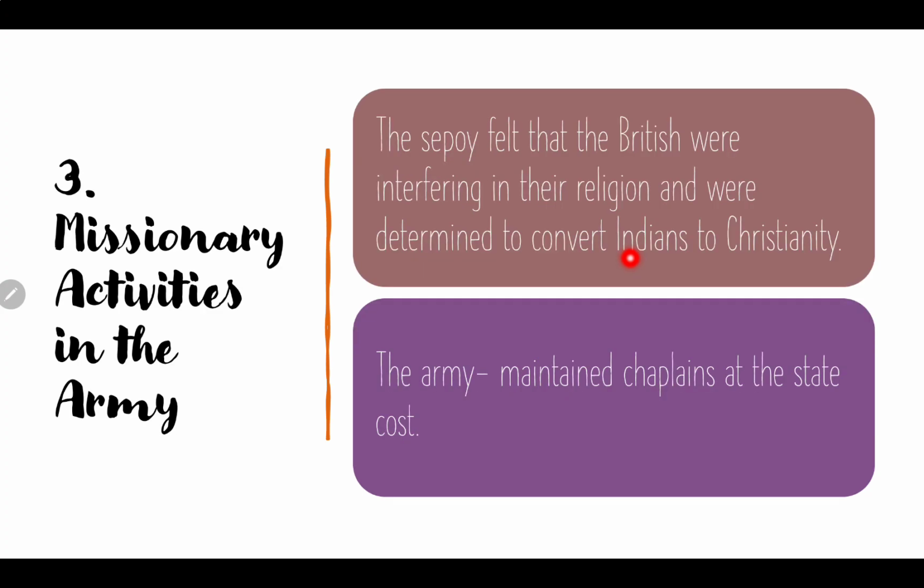Okay, now the third one is the missionary activities in the army. The sepoys felt that the British were interfering in their religion and were determined to convert Indians to Christianity. Now, in the army sections also, the Indian sepoys felt that the British were interfering in their religion, and they wanted to convert Hindus and Muslims to Christianity. A bitter feeling was there. And the army maintained chaplains, as I have already said. The army also hired a chaplain who preached Christianity at any cost.